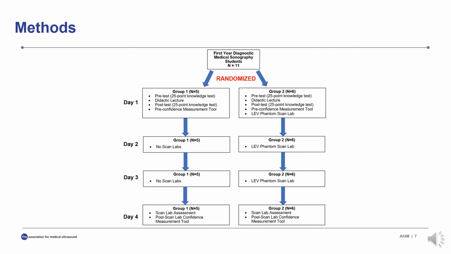Students then completed the pre-confidence measurement tool, which asked them to rate their confidence in performing 7 scanning skills associated with the lower extremity venous exam. Group 2, N equals 6, completed the same activities as Group 1 and then also participated in 3 30-minute scan labs using the phantom. On day 4 of the study, all participants underwent a scan lab assessment where they performed imaging on a human volunteer model.